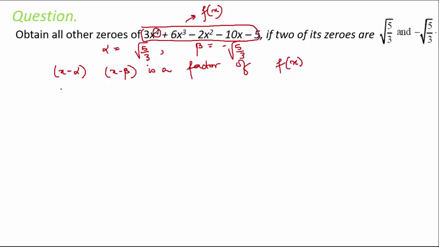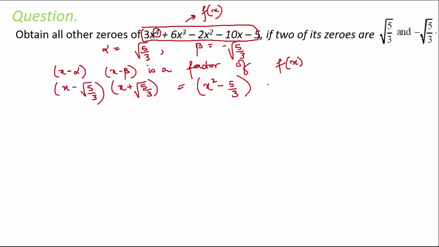So now that actually means x minus alpha, x minus beta. That is x minus root 5 by 3 and x plus root 5 by 3. So this is in the form of a minus b into a plus b, which is a square minus b square. So this would be x square minus 5 by 3. So this f(x) should be divided by x square minus 5 by 3.